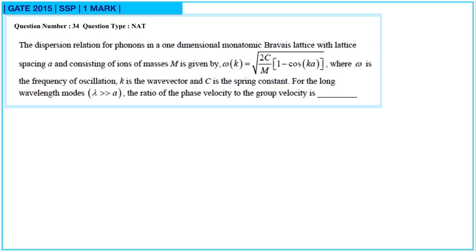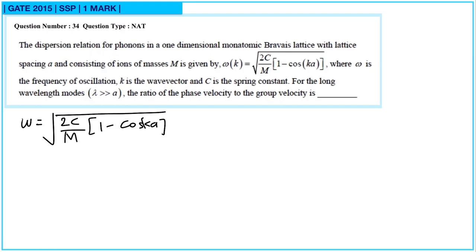Next question, 34. The dispersion relation for phonons in one-dimensional monoatomic Bravais lattice with lattice spacing a and consisting of ions of masses m is given by omega is equal to under root twice c by m in bracket 1 minus cos ka, where omega is the frequency of oscillation, k is the wave vector and c is the spring constant. For the long wavelength modes, that is lambda much greater than a, the ratio of the phase velocity to the group velocity is. Now omega is equal to under root 2c by m.